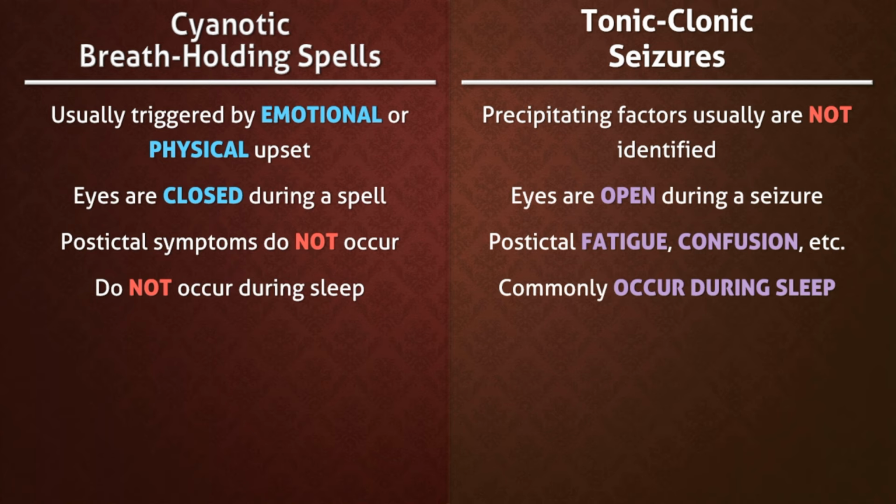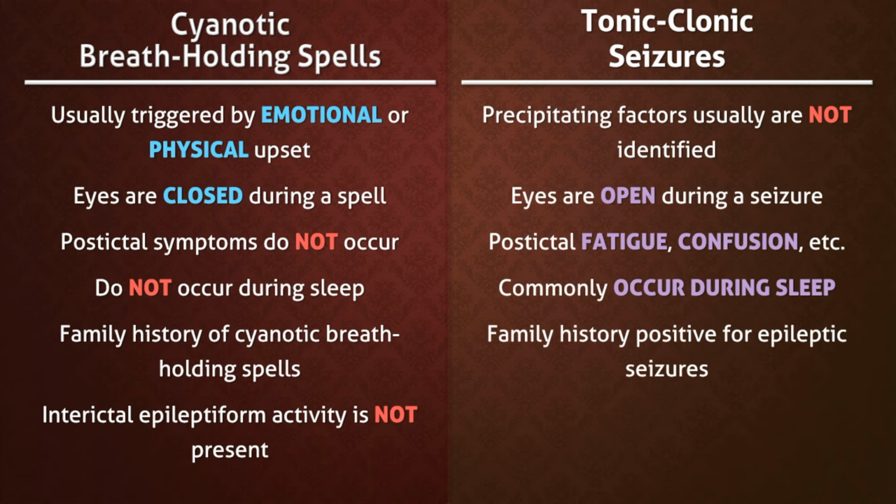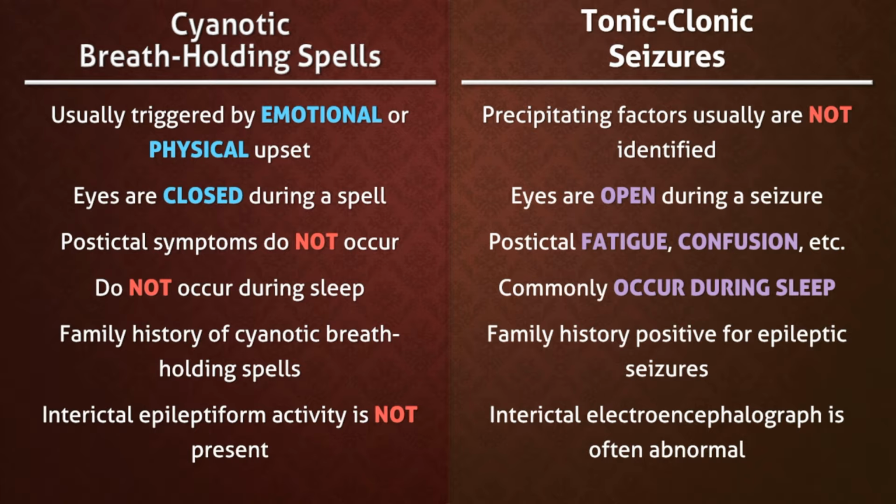Children with breath-holding spells often have a family history of the condition, whereas those with seizures may have a family history of epilepsy. The interictal electroencephalograph is normal in patients with breath-holding spells, but often abnormal in those with tonic-clonic seizures.